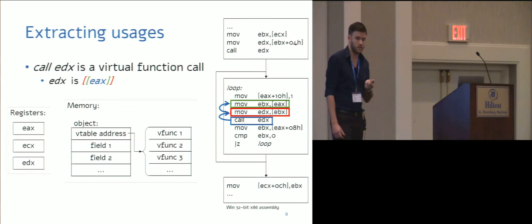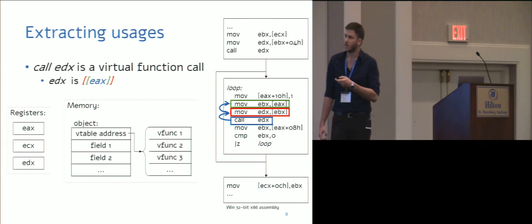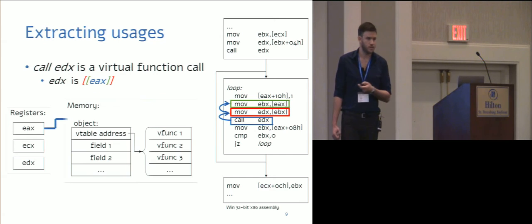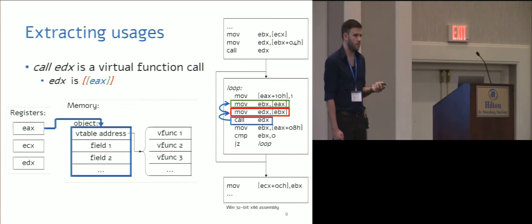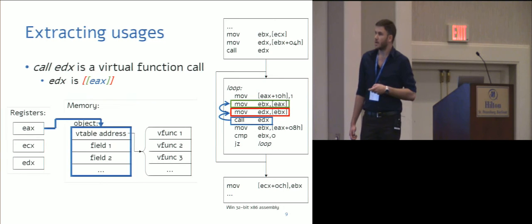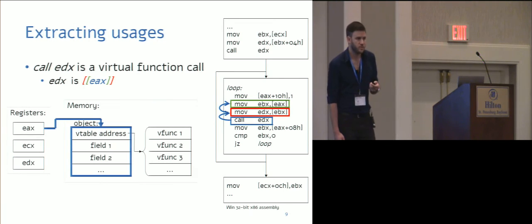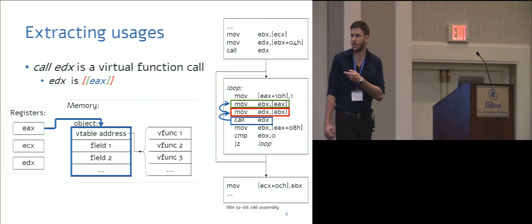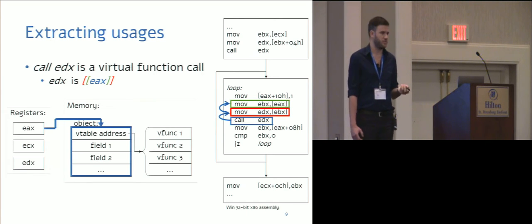Okay, so let's understand what this expression actually means. So initially, EAX pointed to some address in memory. That address holds a type instance, an object. And in the green instruction, the first instruction, we dereference this address and return the first field of the object.